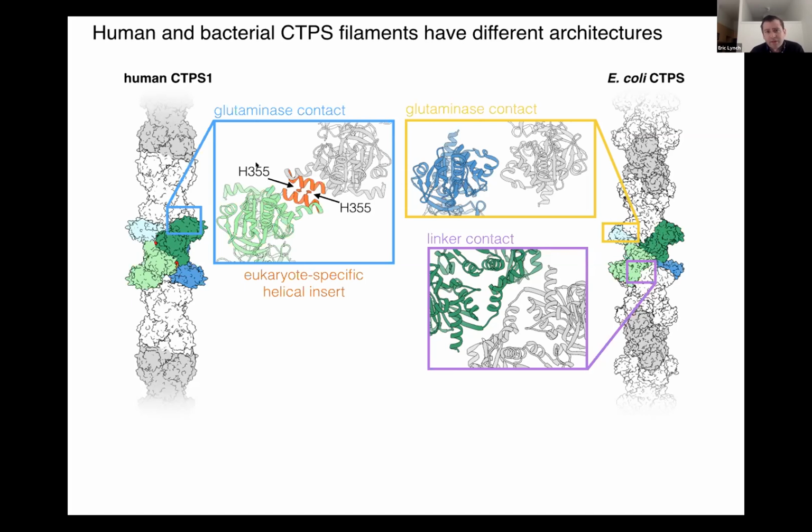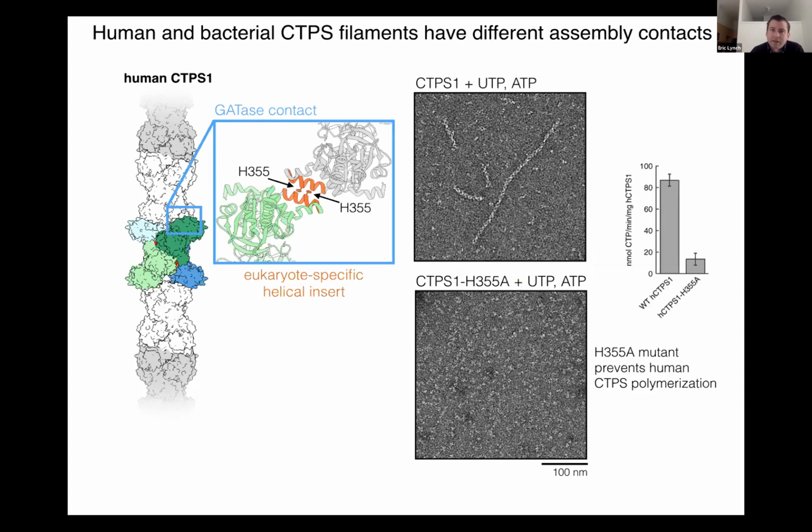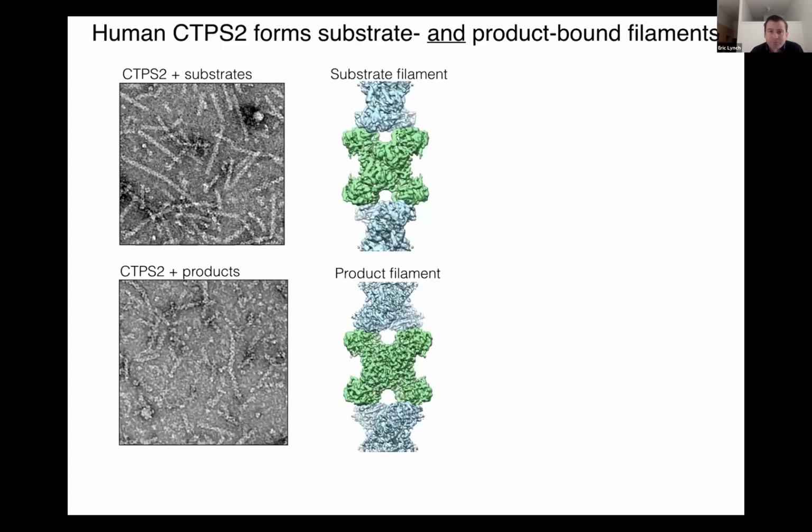It also contains this conserved residue H335, which when you mutate it, changing just this one residue to an alanine, completely abolishes polymerization. So these are negative stain micrographs comparing the wild type protein to the non-polymerizing mutant. And as I mentioned, the CTPS1 filaments have increased activity relative to the free tetramers, and so preventing polymerization with this mutation leads to a big decrease in activity.